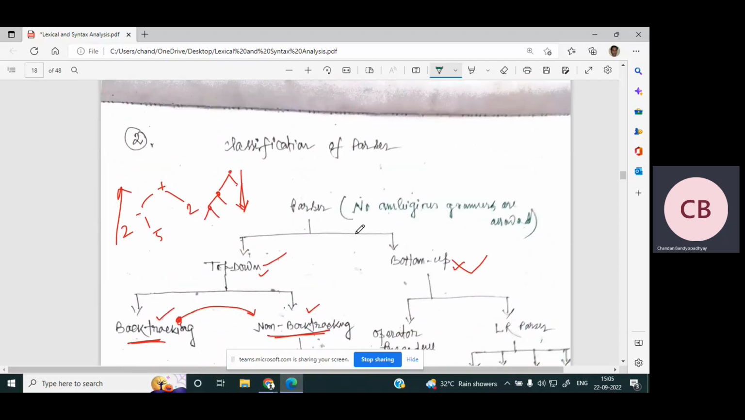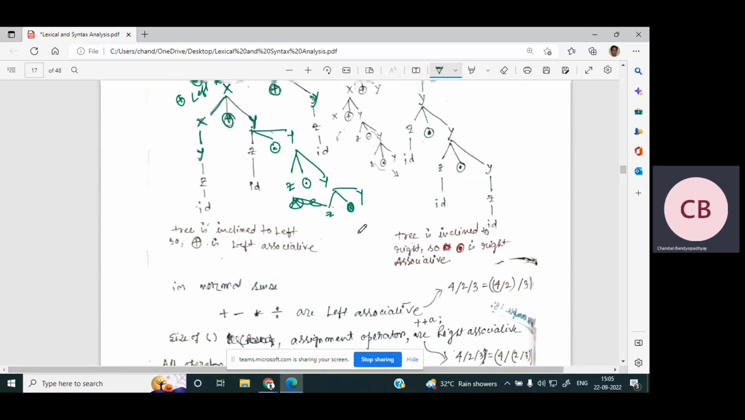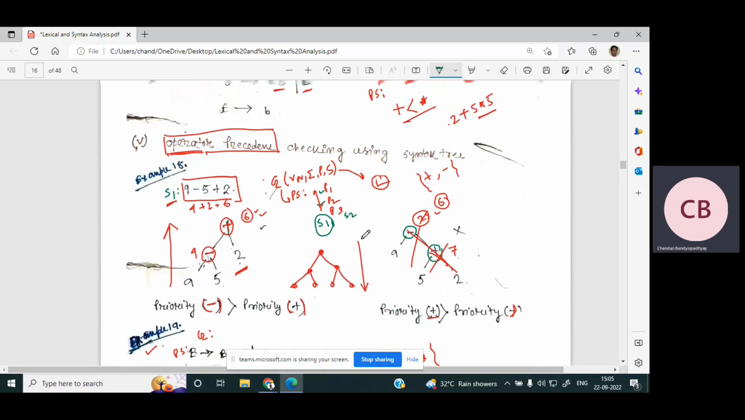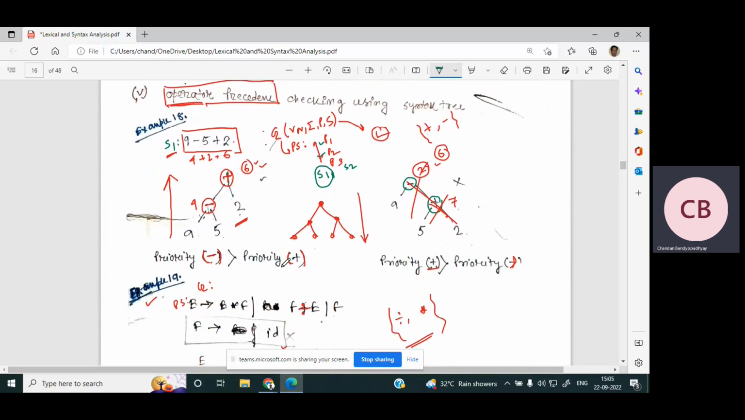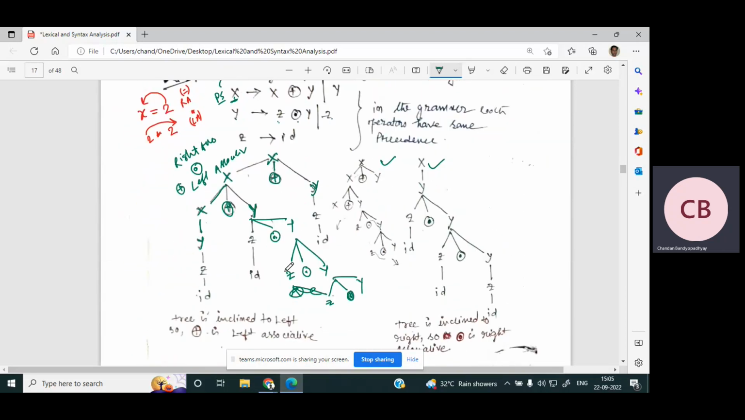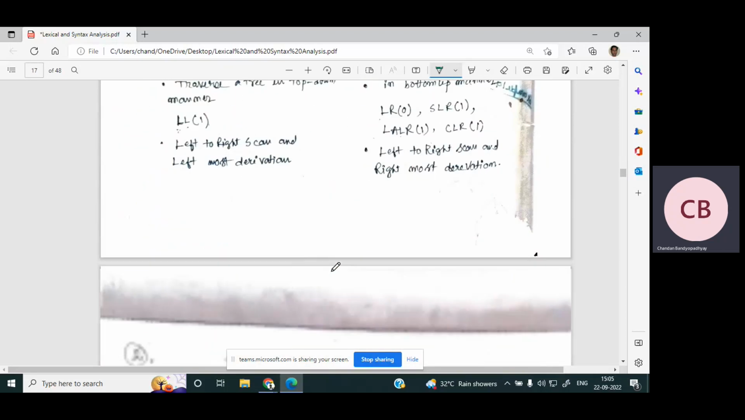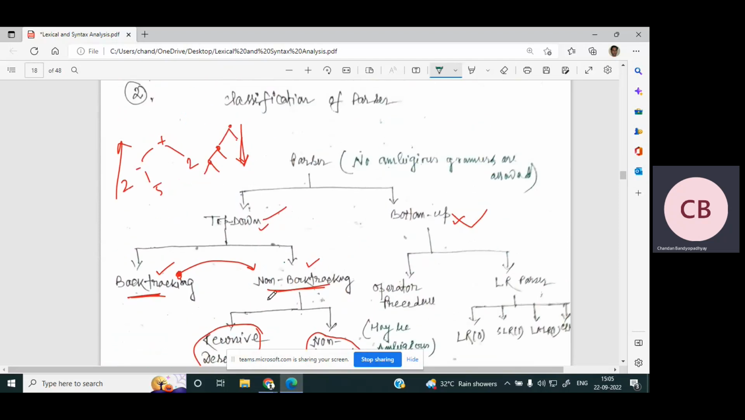So if I summarize today's class, we have gone through three things. One is operator precedence, another is operator associativity, another is classification of parsers, and why we should not select the backtracking method to design a top-down parser.